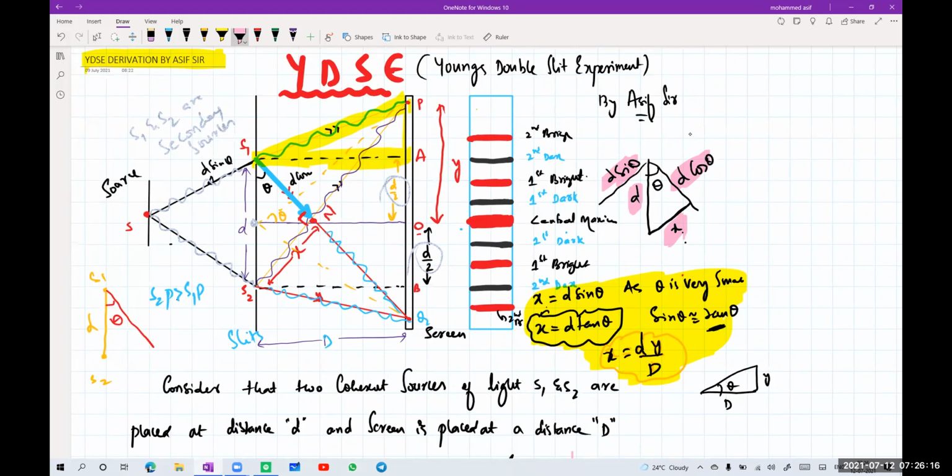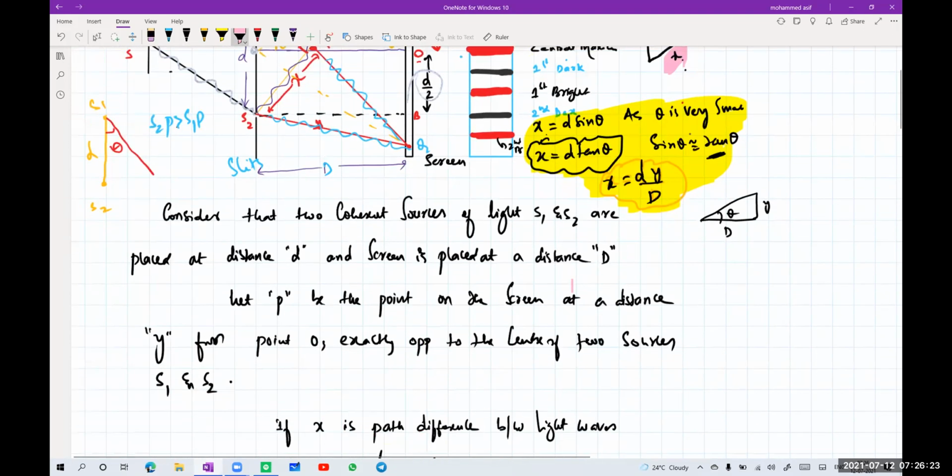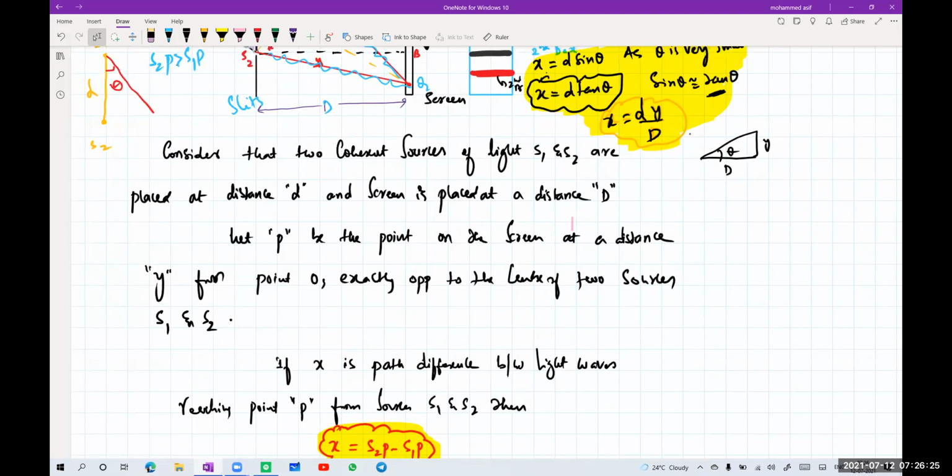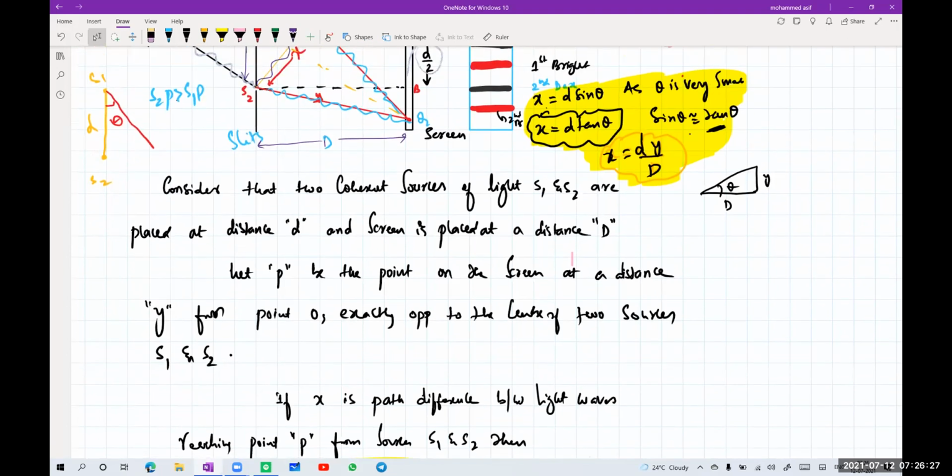So x is equal to d into tan theta, or x is equal to d into y by capital D. That is the path difference formula. Is it clear, the path difference formula? x is equal to d into tan theta when theta is very small. When theta is larger, you can't use the tan theta formula. Make sure of that.